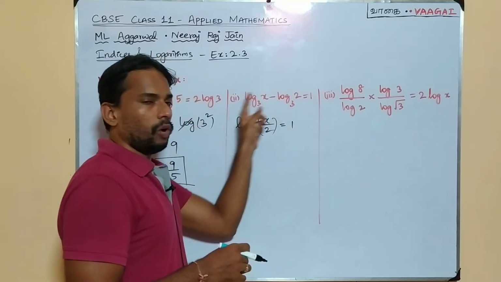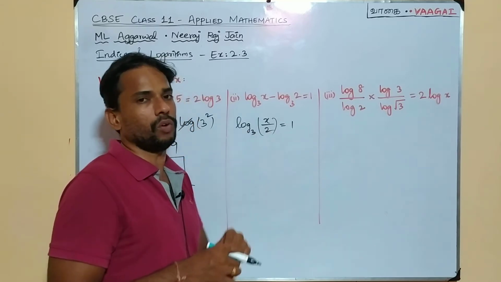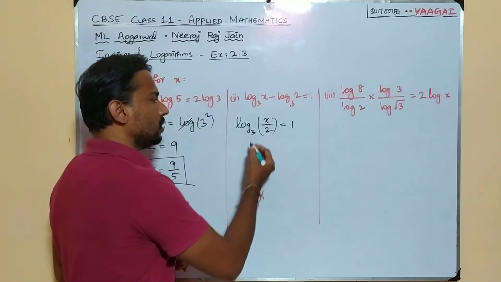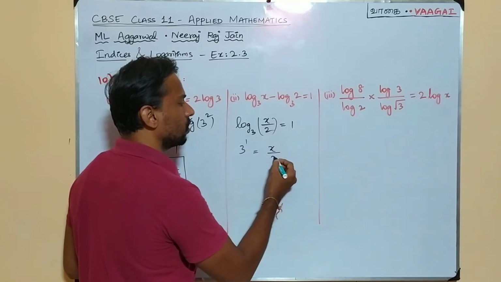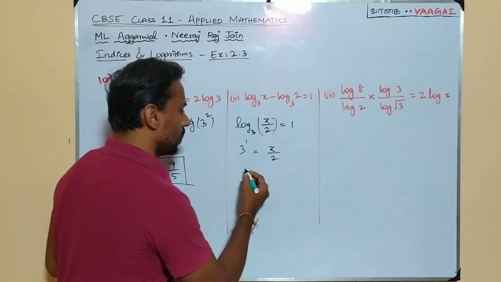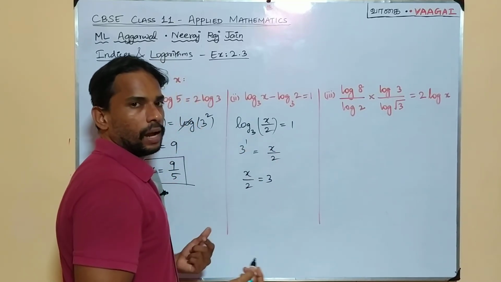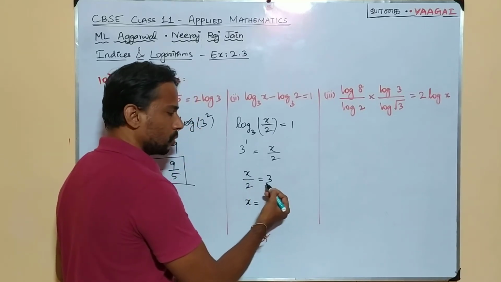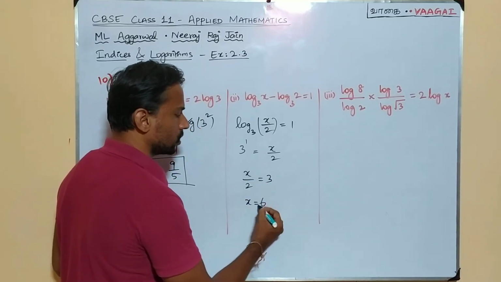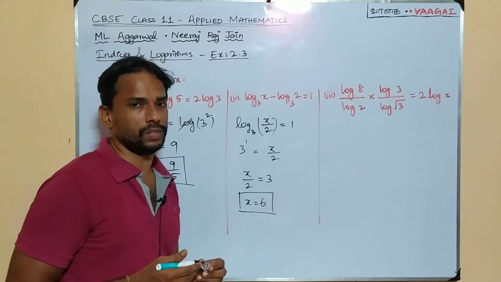This is a logarithmic form. If we have to write this as an exponential form, then what we have to do? We can write as 3 power 1 is equal to x by 2. This way we can write. Or otherwise we can write x by 2 is equal to 3 power 1, which is 3. And now if we solve for x, we will be getting x is equal to, this 2 goes there, so it becomes 3 into 2. 3 2s are 6. So x is equal to 6 is going to be the answer for our second subdivision.